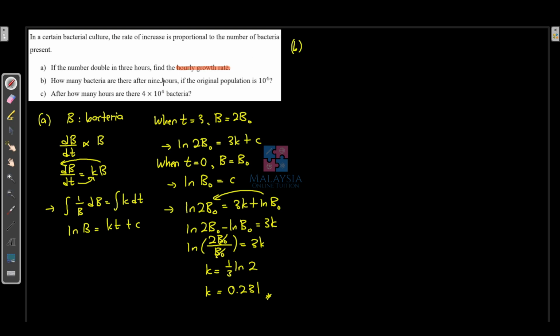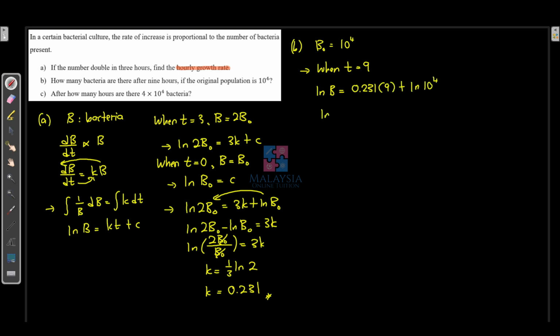For part B, how many bacteria are there after 9 hours if the original population is 10 to the power of 4? So we can say now B naught is 10 to the power of 4. After 9 hours, when T equals 9, ln of B equals, because we want the B, right? Our K is that value. The original one is KT, right? So 0.231 times 9 plus ln B naught, meaning ln 10 to the power of 4.